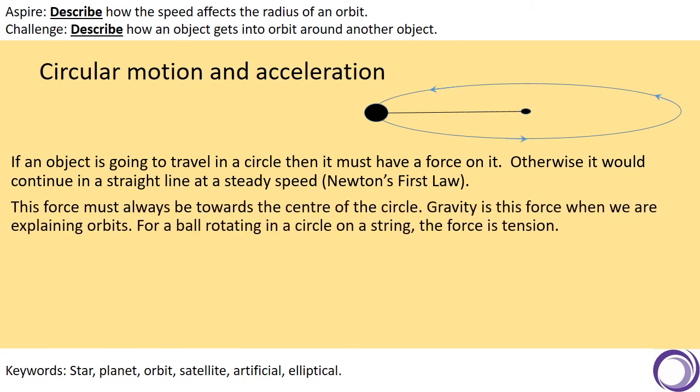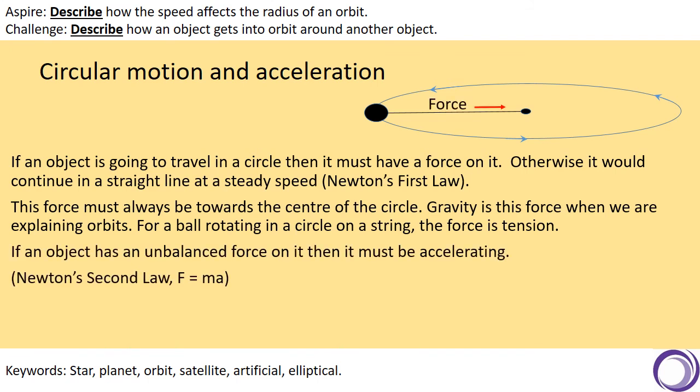And the force is going to be pulling it towards the centre of the circle. If we're talking about satellites or planets or moons, then we're talking about gravity. If we've got a ball on a string, then that force is tension. But that force is always towards the centre of the circle. If we've got an overall force on something, then it must be accelerating. That's Newton's second law. If we've got a force, it accelerates.